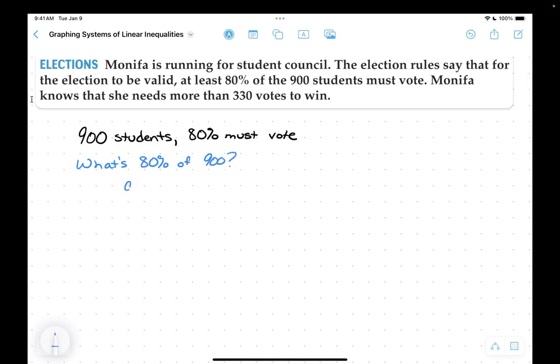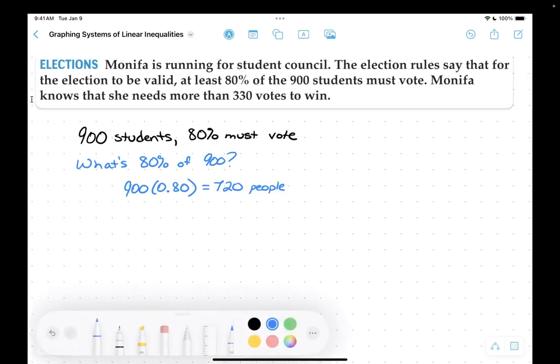Okay, so I'm going to do 900 times 80%. My calculator doesn't have a percent key, so 900 times 0.8 or 0.80, and that's going to be 720 people. So at least 720 people have to vote. The other thing the problem tells me is that the person who is running says she needs more than 330 votes to win. Okay, so let's define our variables here. Let's say x is going to be the votes needed to win.